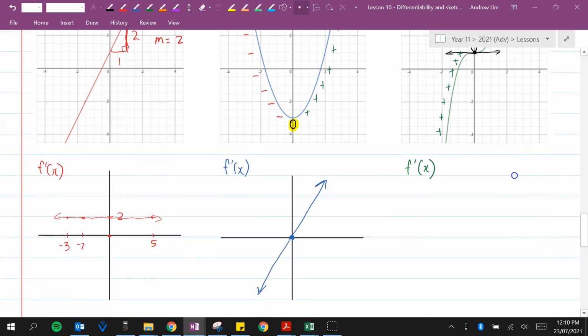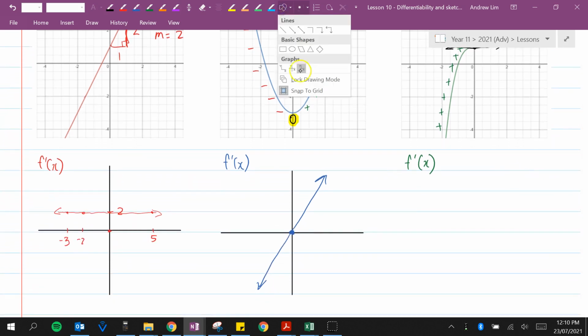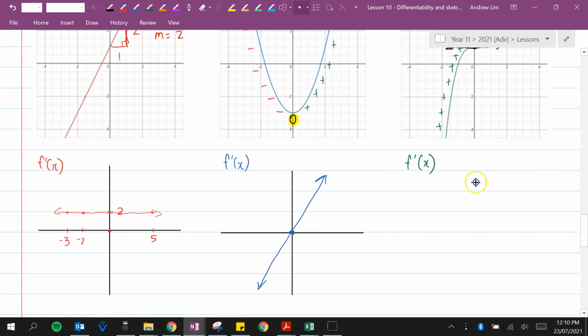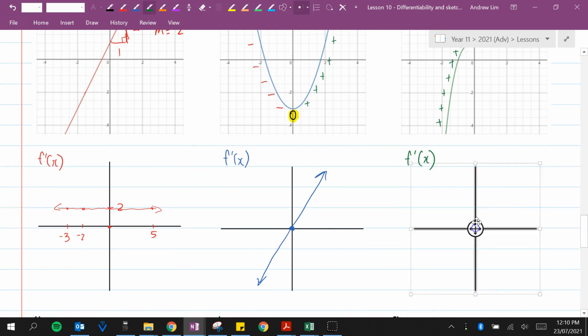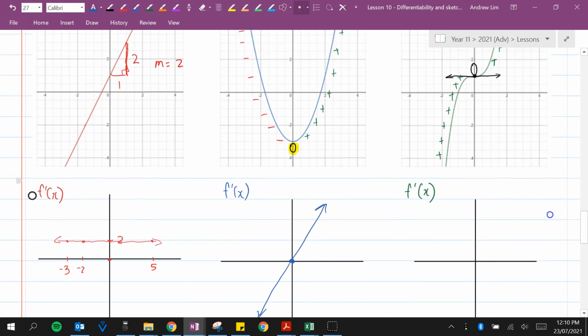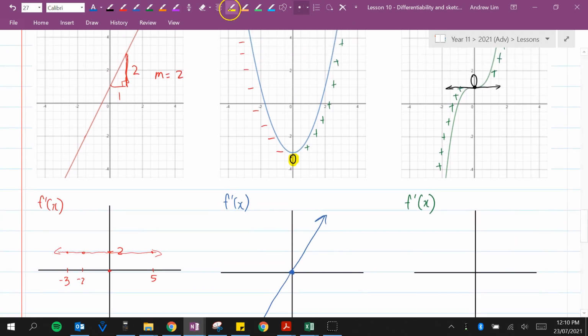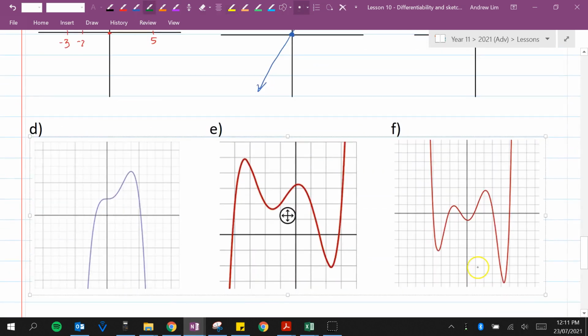Alright, so if I were to graph my gradient function now, let's put it underneath there. I'm going to start with this. At what x value is the gradient equal to 0? At 0. Oops.